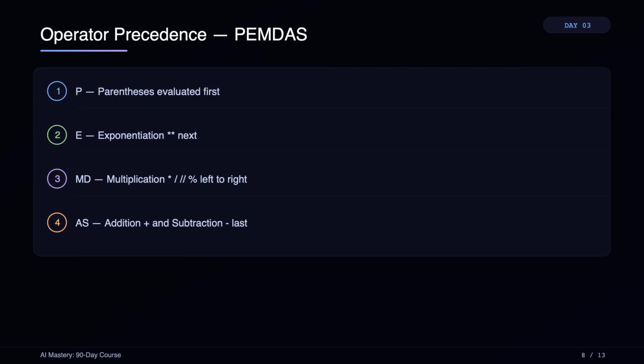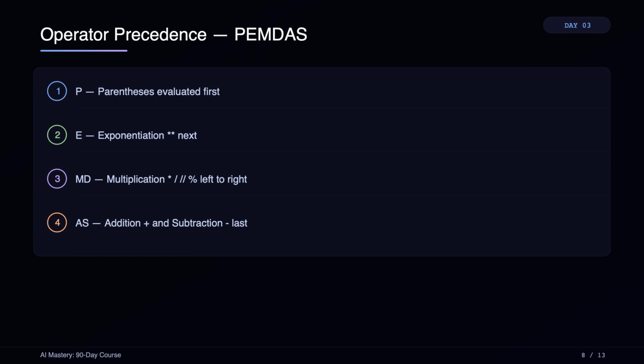Let me give you a concrete example to make this real. The expression 2 plus 3 times 4 to the power of 2 minus 1 looks ambiguous, but Python has clear rules. First, 4 to the power of 2 is 16. Then, 3 times 16 is 48. Then, 2 plus 48 is 50. Then, 50 minus 1 is 49. So the result is 49.